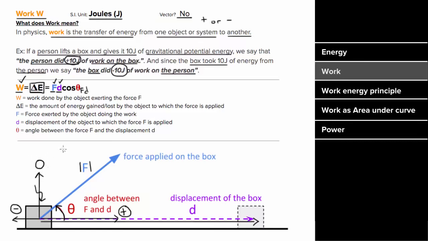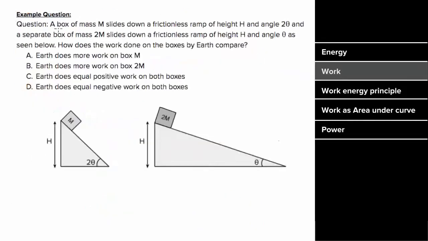So what does an example problem involving work look like? Let's say a box of mass m slides down a frictionless ramp of height h and angle 2 theta as seen in this diagram here, and a separate box of mass 2m slides down another frictionless ramp of height h and angle theta as seen in this diagram here. And we want to know how the work done on the object by the Earth compares for each case.